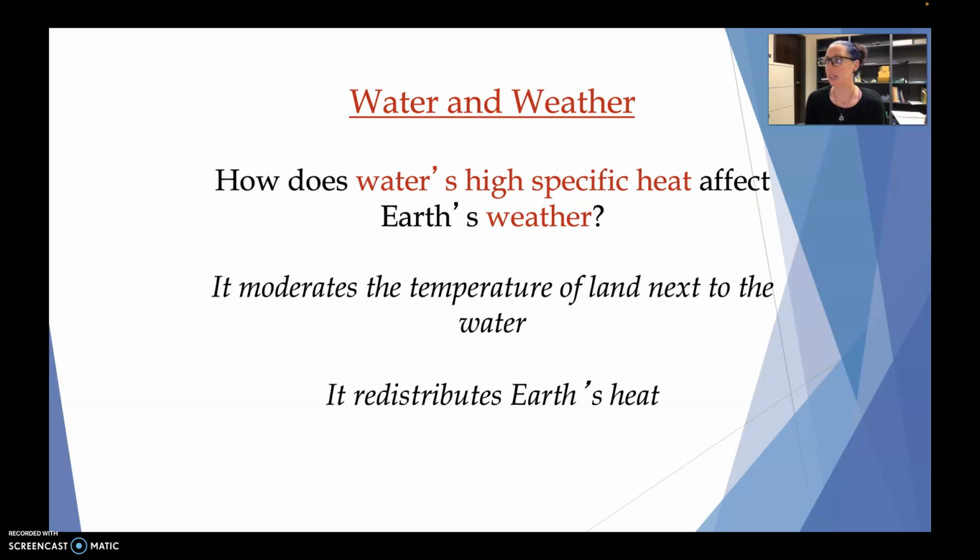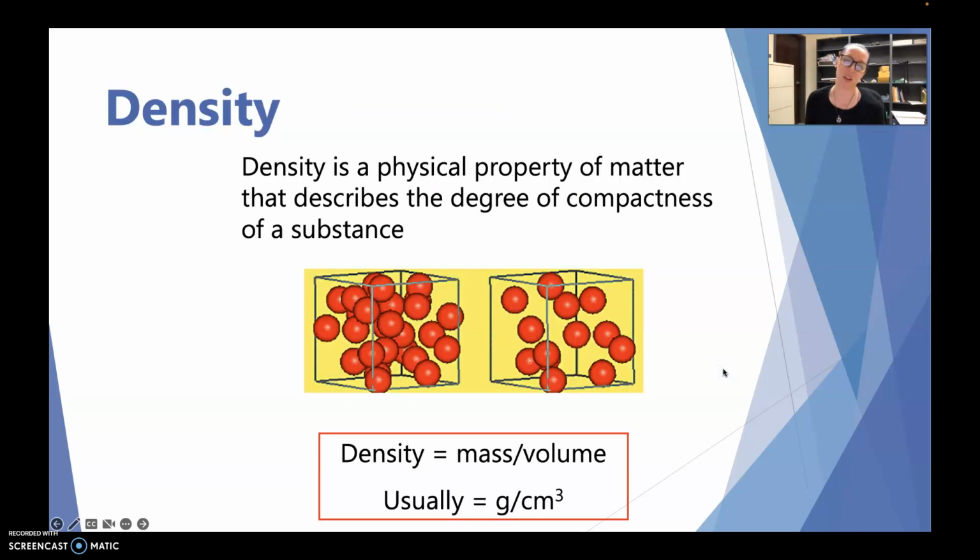Moving on from that idea, I want to finish up talking about this term called density. Density, we've talked about this before. It shouldn't be a new word for us. But if we remember what it means, take a second to think back. What does density mean? Density is defined as the physical property of matter that describes the degree of compactness of a substance. So on the left side here, there's more red dots in this box than there is on the right, which would imply that it is more dense.